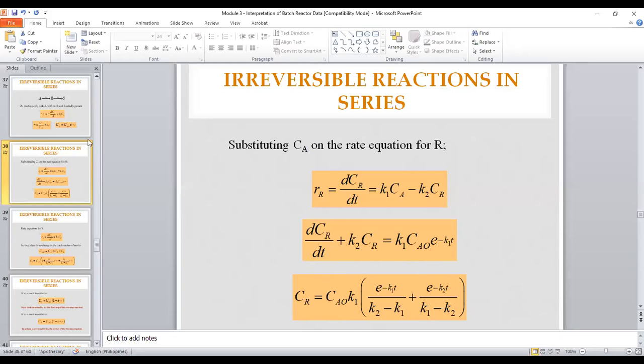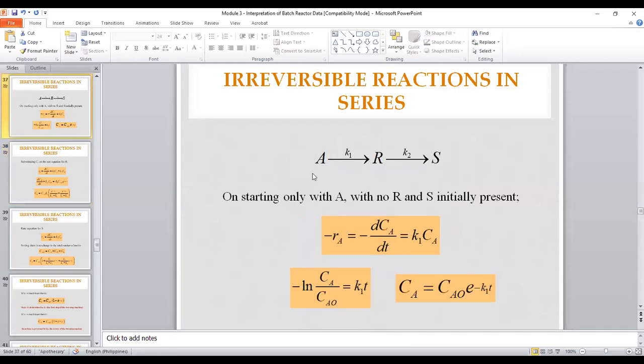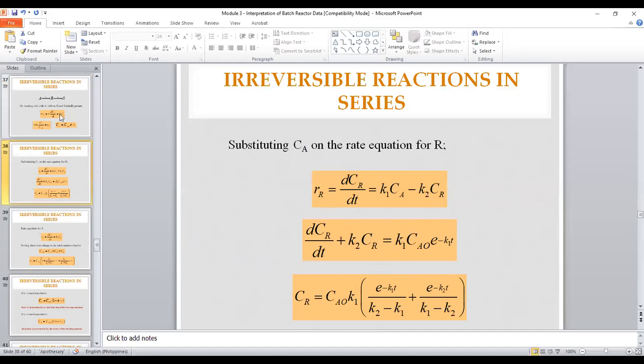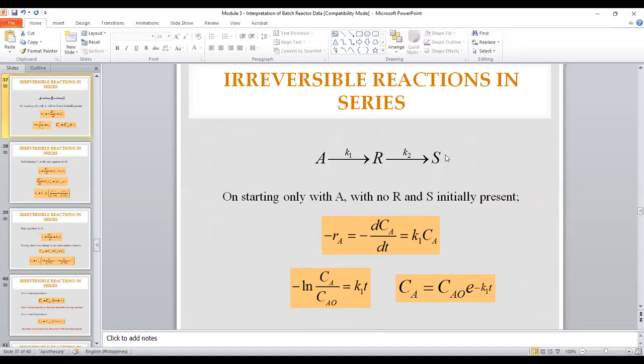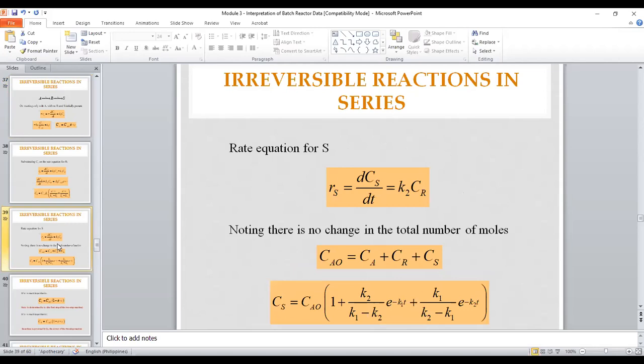So that's it. So far, we have a formula that allows us to solve for the concentration of A at any time, this one, and the concentration of R at any time, this one. So of course, the very important next question is, what's the concentration of the final product? Because this is the species that we are most interested in. Now, how do we find S? S is being formed in the second step, and as a product, its rate of formation is equal to k sub 2 C sub R.